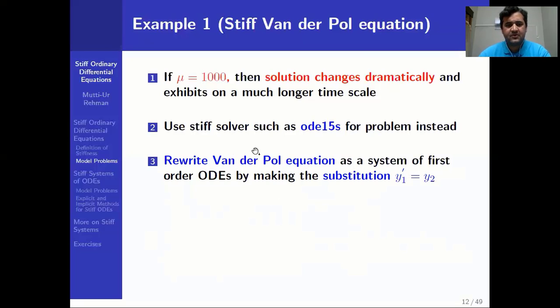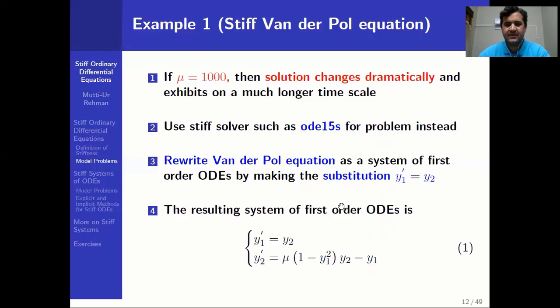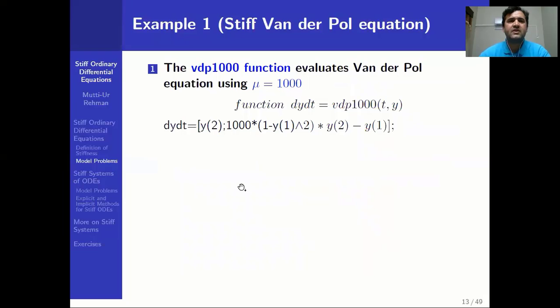Okay, we can rewrite the van der Pol equation as a system of first order ordinary differential equations by making use of this substitution. Okay, and if you do this, you will get this kind of first order ordinary differential equation system. So this is of course a stiff system. Okay, and now the point is, I can use this function with this damping.